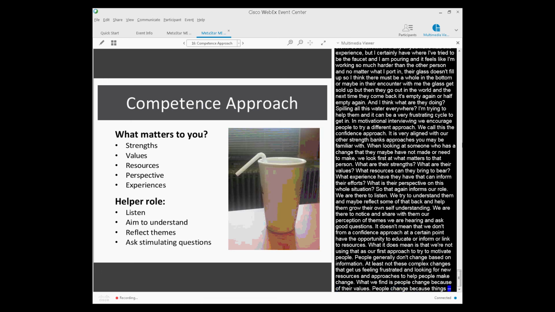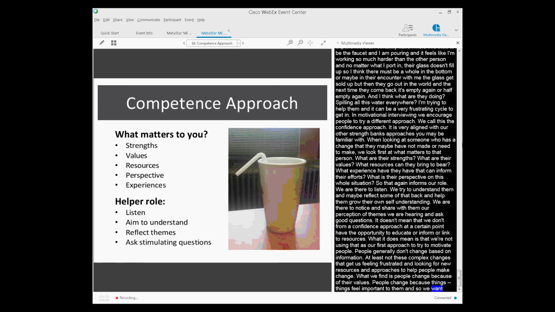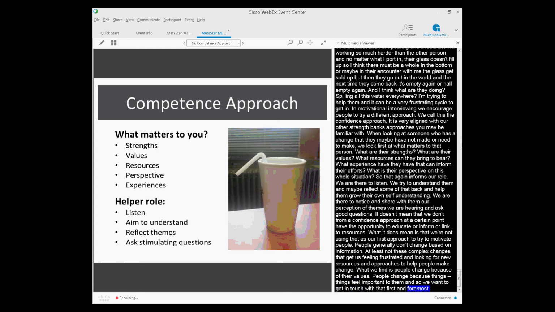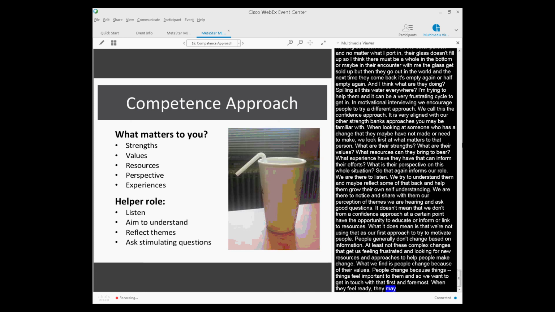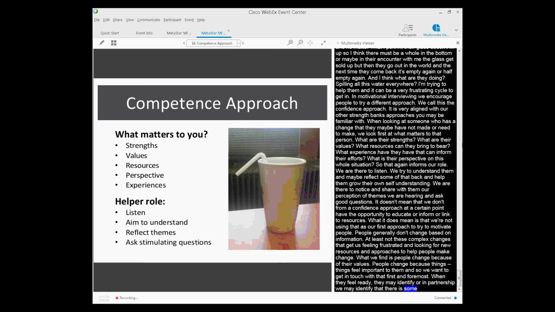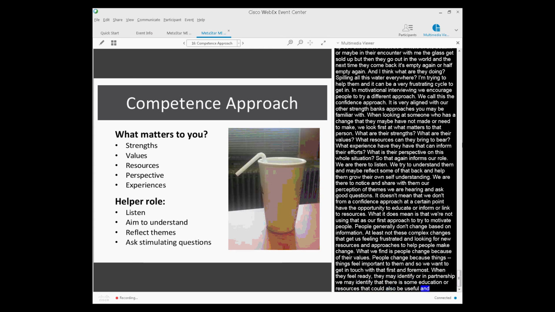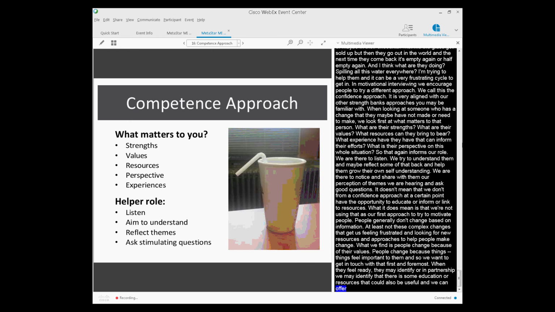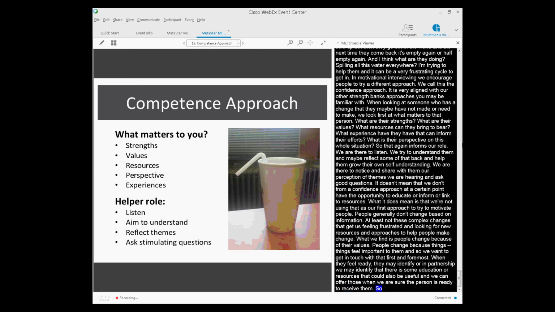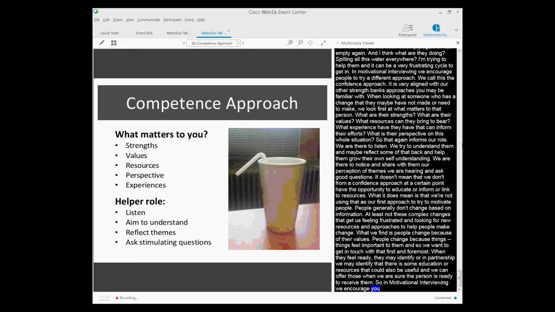When they feel ready, they may identify, or together in partnership, we may identify that there's some education or some resources that could also be useful. And we can offer those when we're sure that the person is ready to receive them. And so in motivational interviewing, we just encourage you to start at a different place. We're trying to start from a place of competence.